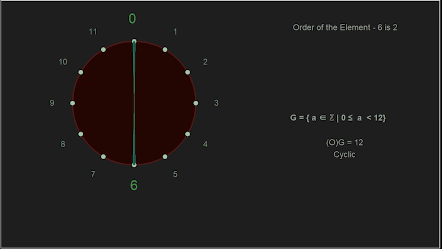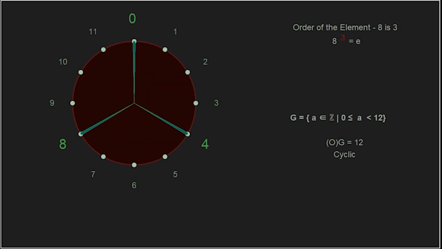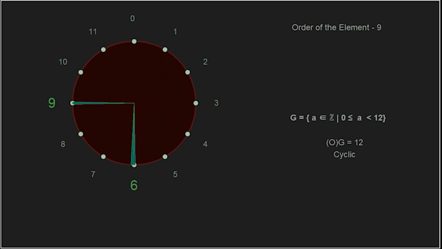6 is easy. 6 plus 6 is the identity, and 6 is its own inverse, so 6 has an order of 2. 7 is an order of 12 and generates the group. 8 has an order of 3. 9 gives us 9, 6, 3, and then 0. 9 has an order of 4.